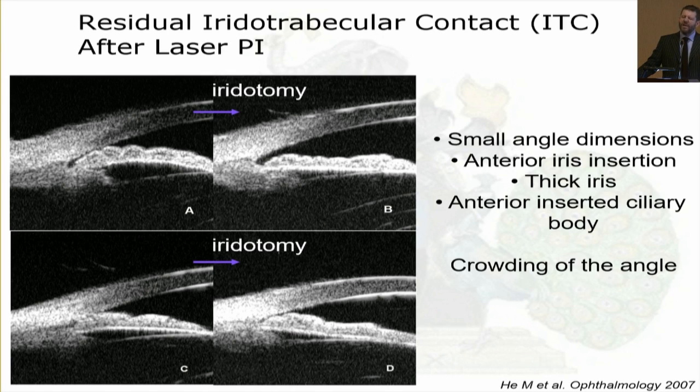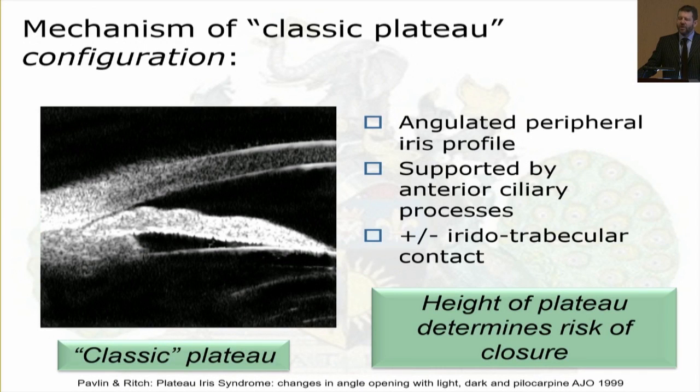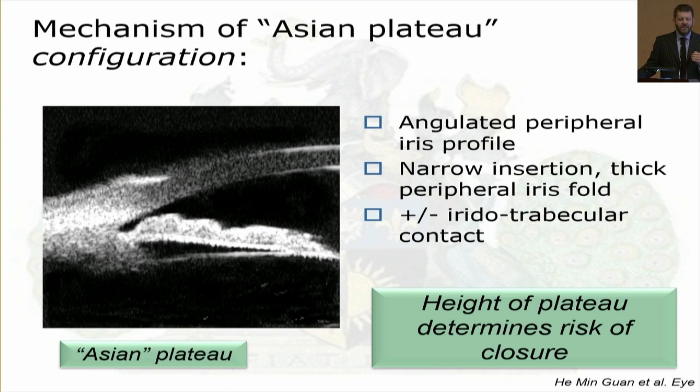And you may think, well, is that really that common? Plateau iris in its pure form is relatively rare, isn't it? Well, if you start looking for it, you'll see a lot more of it. The mechanism of the classic plateau configuration is that the peripheral anterior ciliary processes are sitting very anteriorly and holding that peripheral iris forward. And you're getting that angulation of the peripheral iris, pushing the iris up against the trabecular meshwork, giving you iridotrabecular contact.